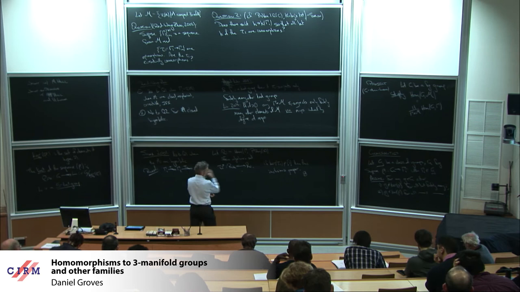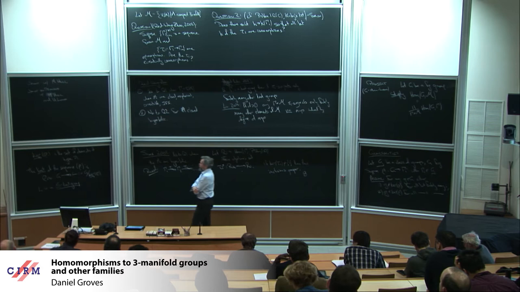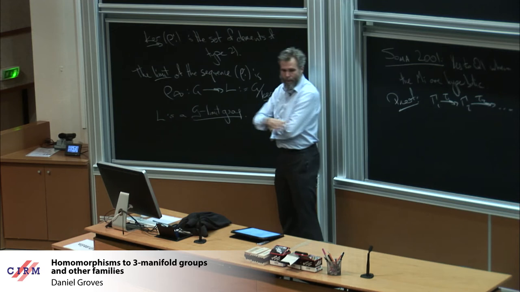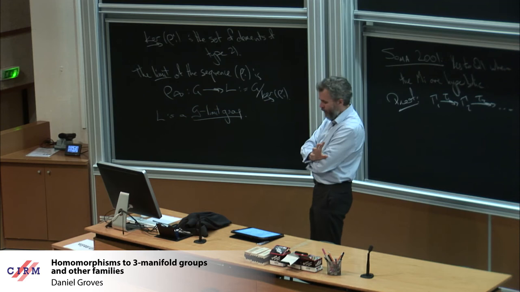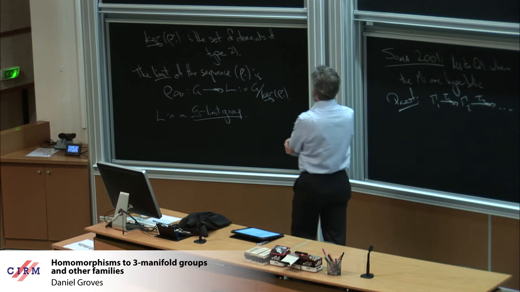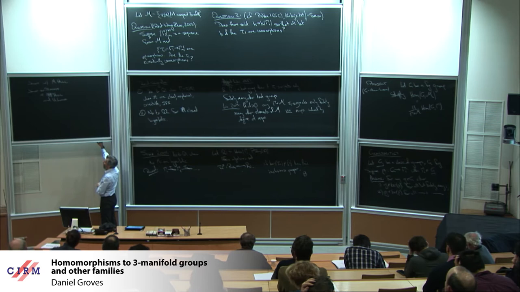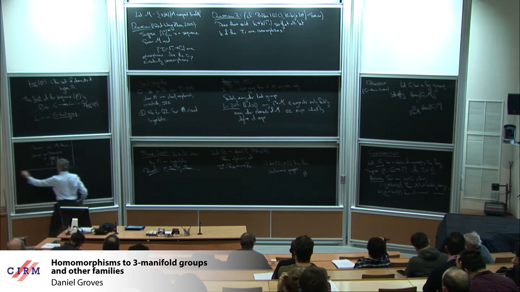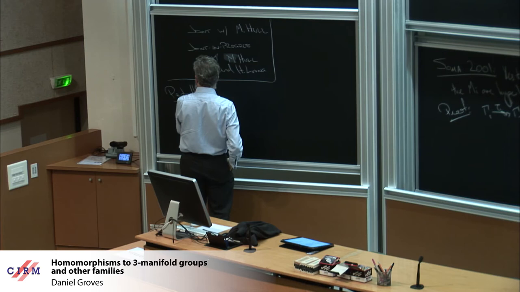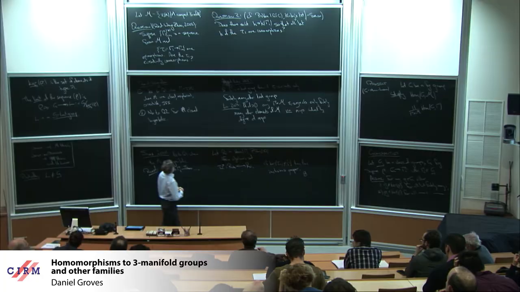You take a convergent sequence of homomorphisms, and you factor out by the set of things that eventually die, and you get a quotient of G. And that's a G limit group, and you get a quotient map as well. Let me remark that probably L is not an element of script G. Okay, so I'll give you an example of that.